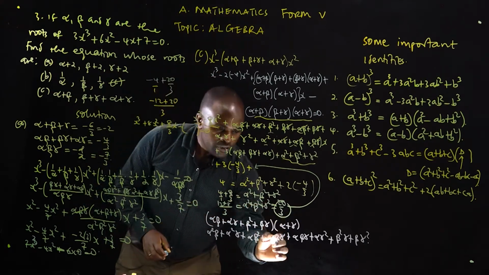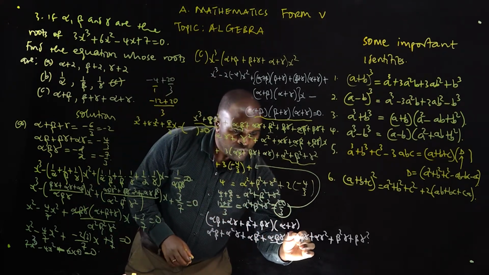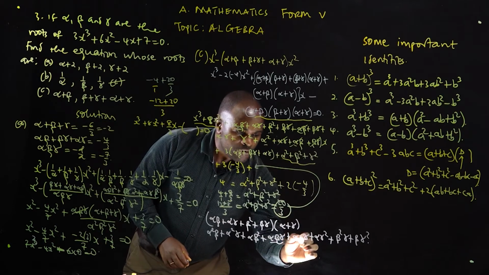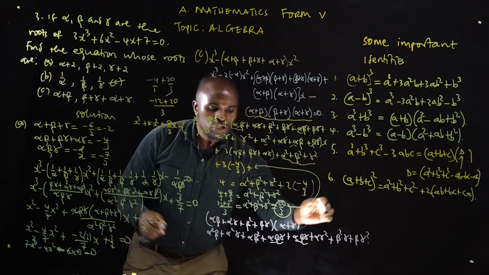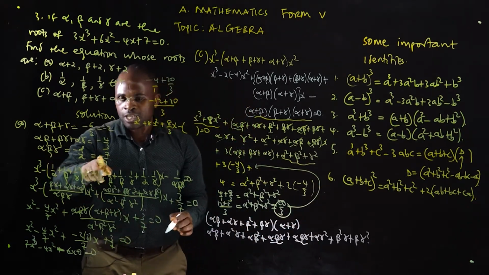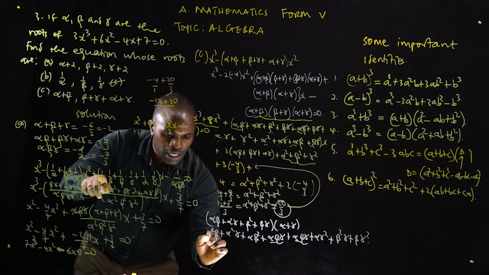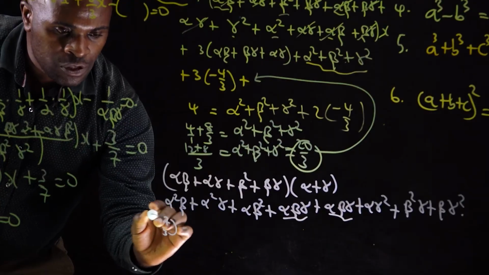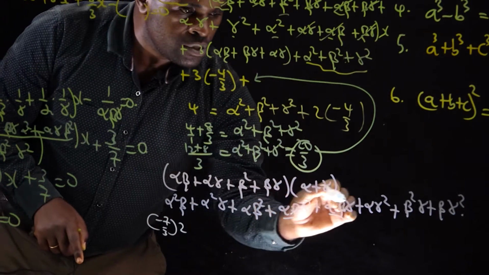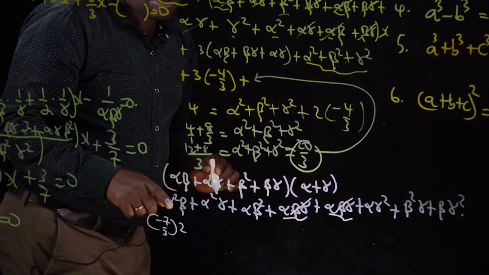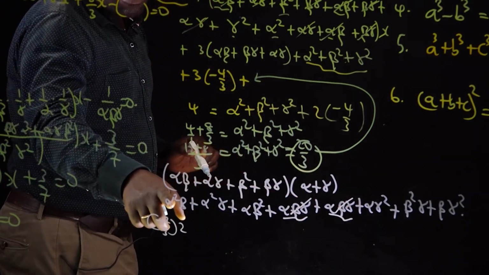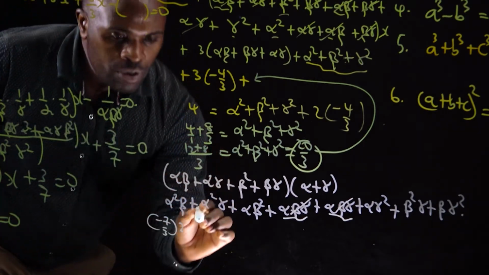Where do we say? This one and alpha beta gamma, those exist as 2 alpha beta gamma. So with the result known, negative 7 over 3, we have negative 7 over 3 times 2. So we are done with this. Now what is remaining? We are remaining with alpha square, beta square. So we write like this.